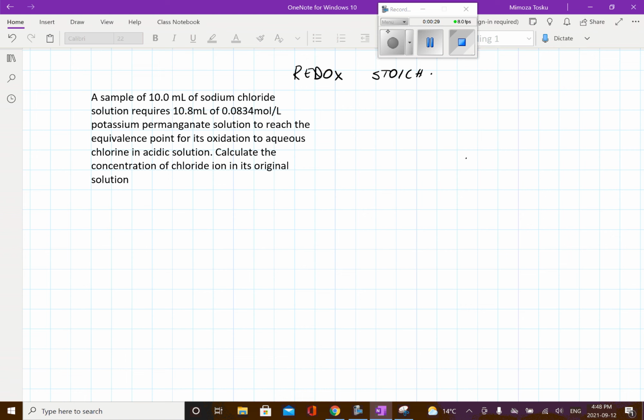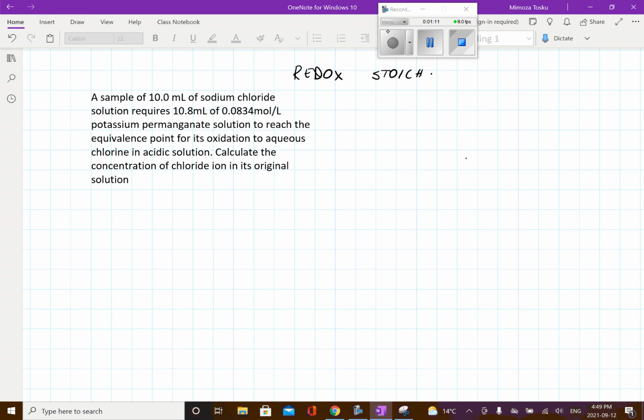A sample of 10 milliliters of sodium chloride solution requires 10.8 milliliters of 0.0834 moles per liter potassium permanganate solution to reach the equivalence point for its oxidation to aqueous chlorine, in acidic solution. Calculate the concentration of chloride ion in its original solution. So first of all, original solution means that we are dealing with the one that is on the reactant side.